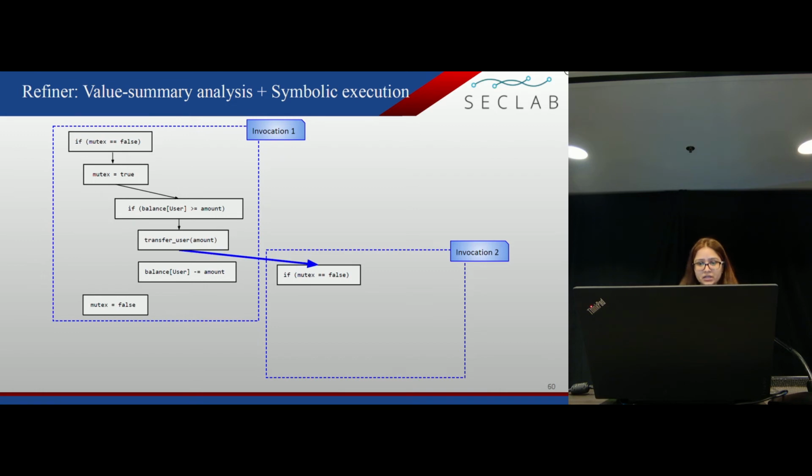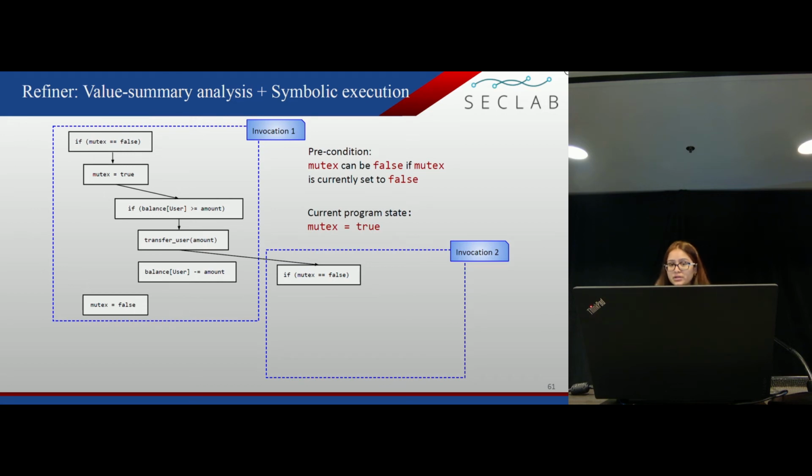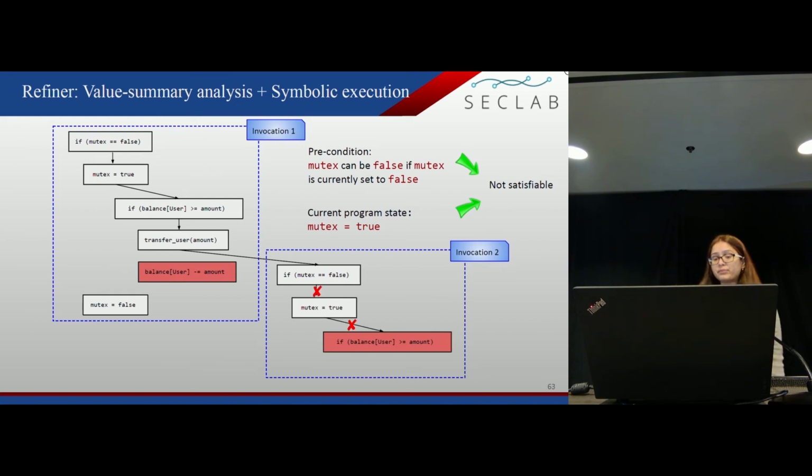After the external call, when it starts executing the second invocation of the withdraw function, at this path constraint, it consults the value summary whether there exists any value of the mutex for the current program state that can satisfy the current path condition. Our value summary analysis says that mutex can be false if and only if mutex is currently set to false. However, that conflicts with the current program state. Therefore, it is not satisfiable. Hence, SAILFISH concludes that the two operations, read or write, for the hazardous access pair are not reachable in this case.